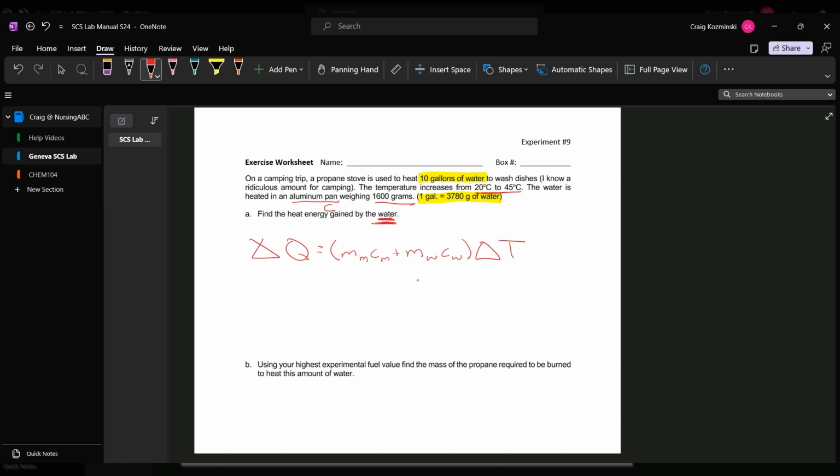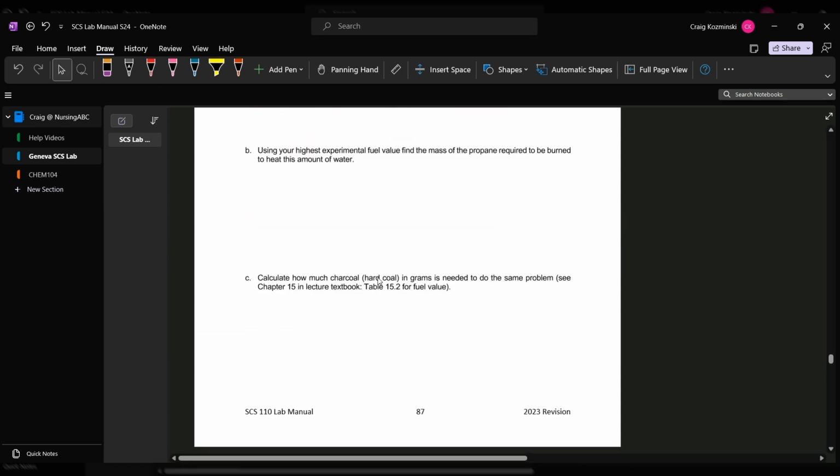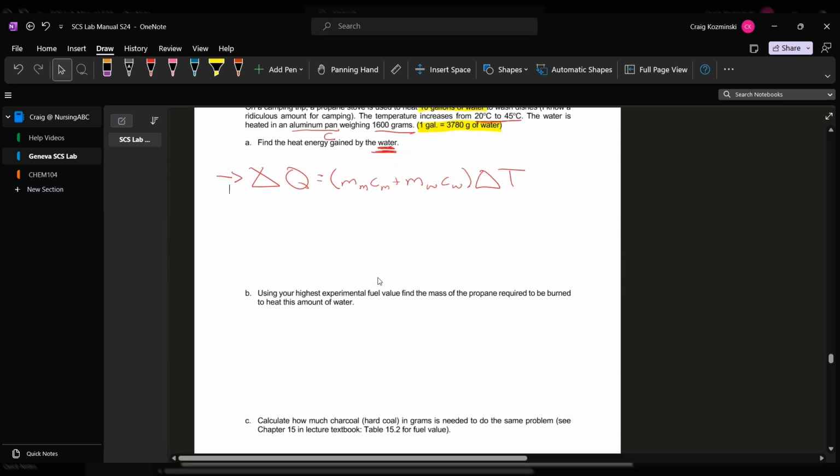We don't usually give you the equations here for the exercise worksheet, but for this part A, I wanted to provide you this equation given that the way that part A is worded, you may have been tempted to just calculate the heat energy gained by the water and ignore the mass and heat capacity of the pan. So for this part, use this equation. And then you won't be able to solve part B or C until we've obtained some of our experimental values.